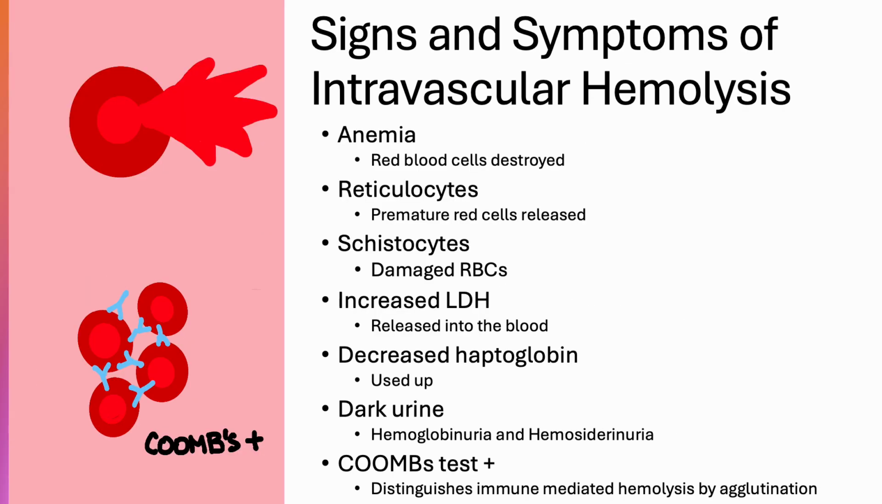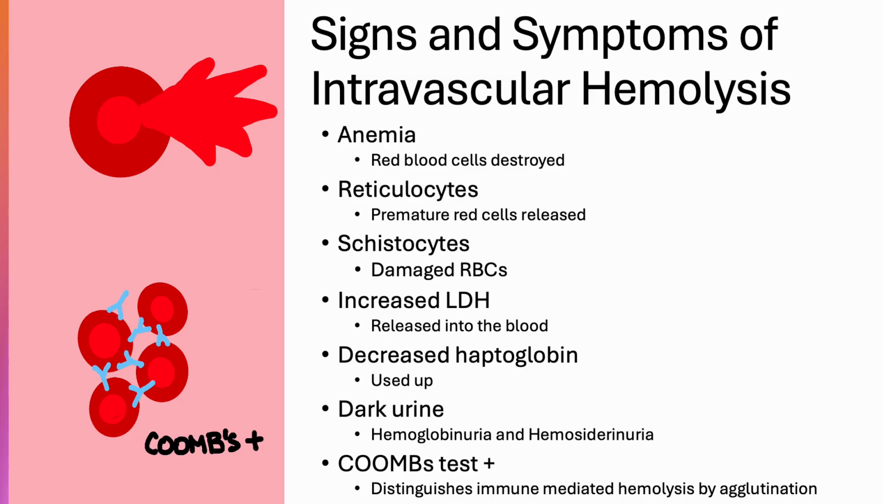The signs and symptoms of intravascular hemolysis include anemia. No big surprise here, red cells are being destroyed. Because red cells are being destroyed, reticulocytes or immature forms are being released into the circulation. Schistocytes are damaged red blood cells that have kind of an unusual form at that point. They are seen on the peripheral smear.